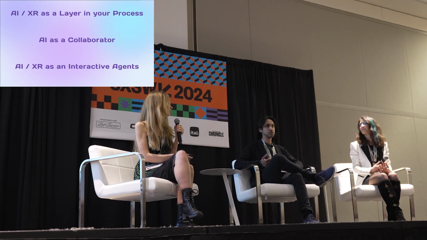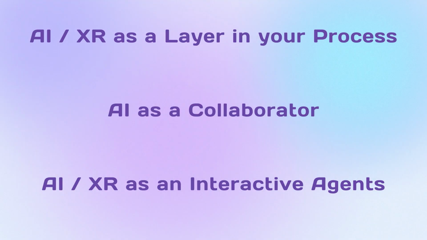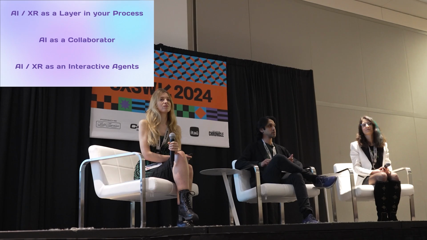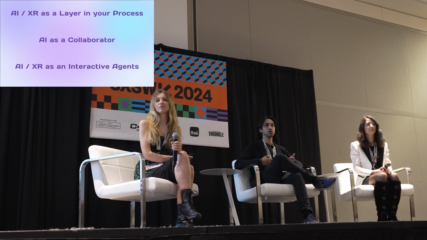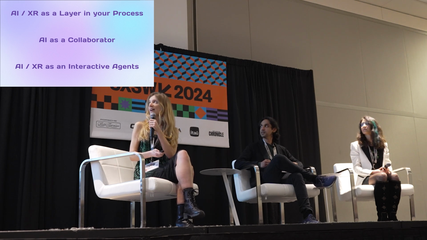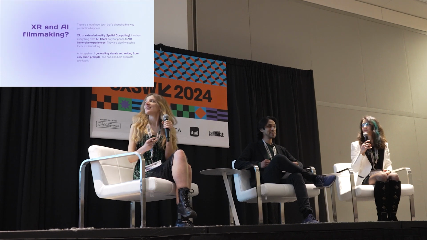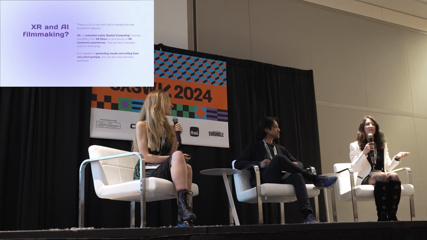So these are the three main buckets that we're going to be talking about today. The one we're going to spend the most time on is using AI and XR as a layer within your process. But we're also going to quickly go over using AI as a collaborator, and then also the things that are unlocked once you can start using AI and XR as interactive agents. So starting with AI and... Should we do a little definition of XR and AI?